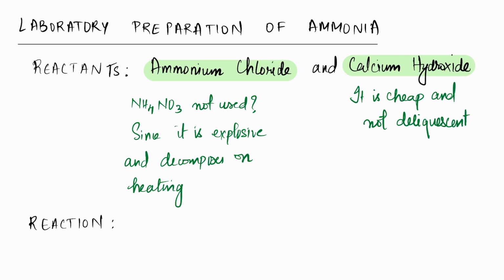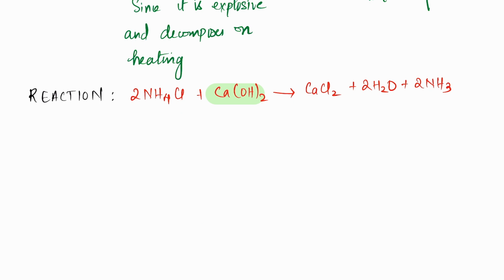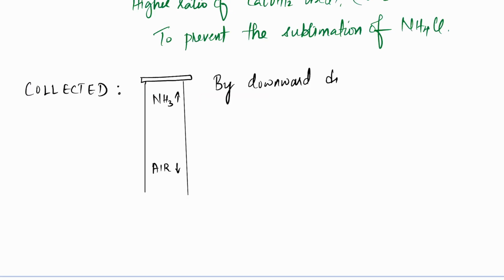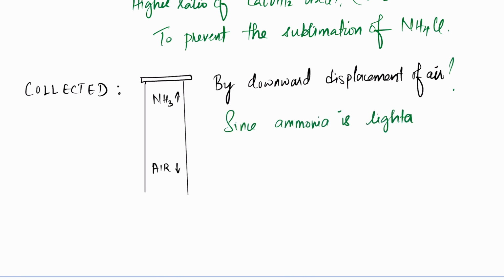The reaction for a lab preparation is ammonium chloride combines with calcium hydroxide to form calcium chloride, water and ammonia. We need to use a higher percentage of calcium hydroxide during the reaction in the ratio 2:3. The reason for that is to prevent the sublimation of ammonium chloride. Ammonia is collected by the downward displacement of air. The reason for that, since ammonia is lighter than air.